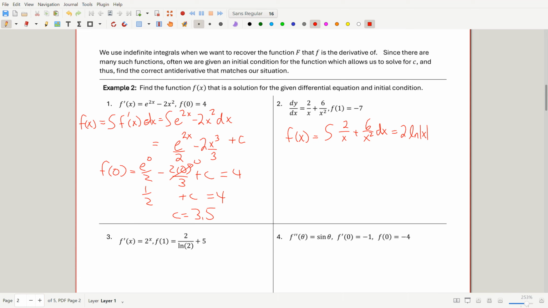Question? For the last one, it says find the function at the top, so do we have to rewrite that? Smart thinking, yeah. Yes, good call. We did everything we needed to do except for actually write the function. So going back, the answer to this problem is f of x equals e to the 2x over 2 minus 2x cubed over 3 plus 3.5. Which I did copy correctly, right?